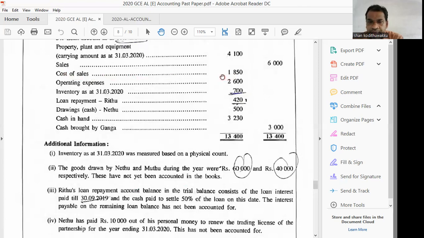Therefore, we can credit to cost of sales. Crediting means we can deduct from this value. The given cost of sales is 1,850.